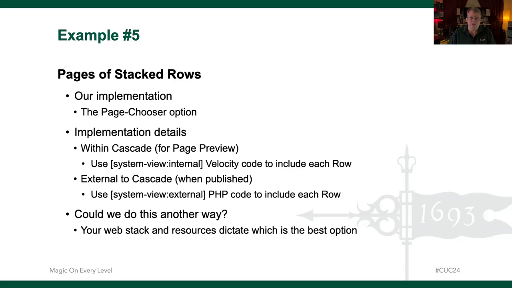As far as implementation details, well, as with the previous header footer example, we use a system view internal section when previewing the content page with all rows, and a system view external section to write a PHP include statement for each row when publishing. Could we do this any other way? Absolutely. Our decision may not be your best option. Your circumstances might dictate using one of the other options, maybe because you expect to have fewer row types, or you don't expect much sharing of rows across content pages.